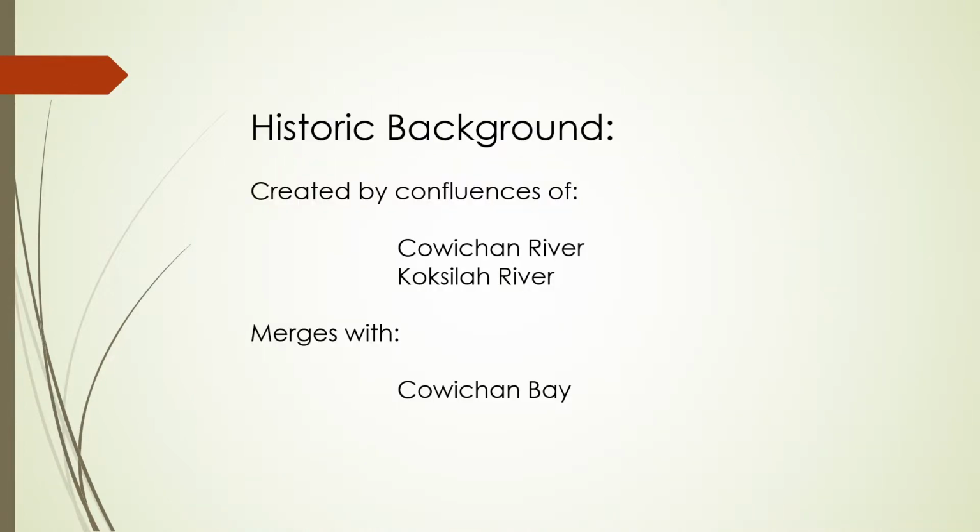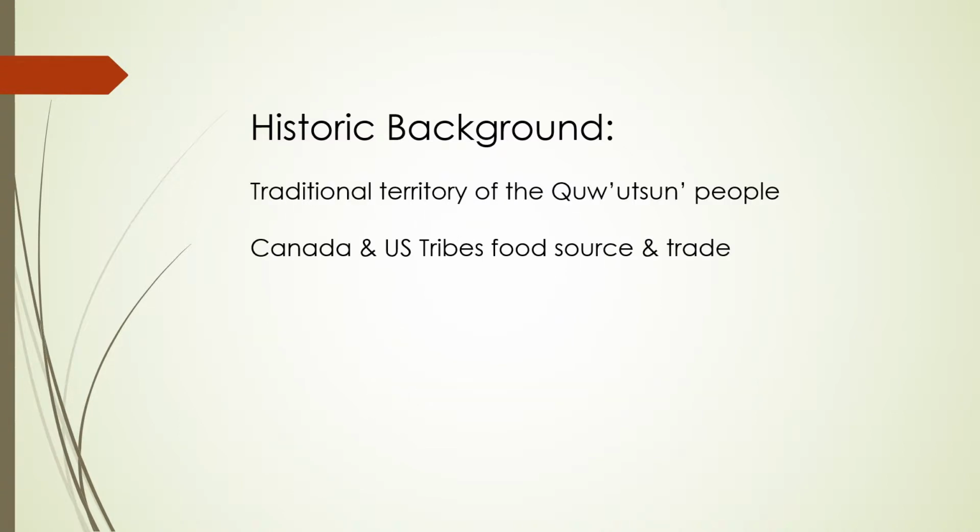Some historic background. The Cowichan Estuary is an area that was created by the confluence of the Cowichan River and the Koksilah River merging together within Cowichan Bay in the southeastern coastal area of Vancouver Island in British Columbia, Canada. It is part of the traditional territory of the Cowichan people. Tribes from Canada and the United States would utilize this area as a source for food and trade.